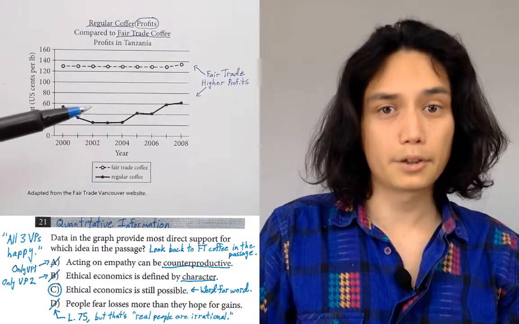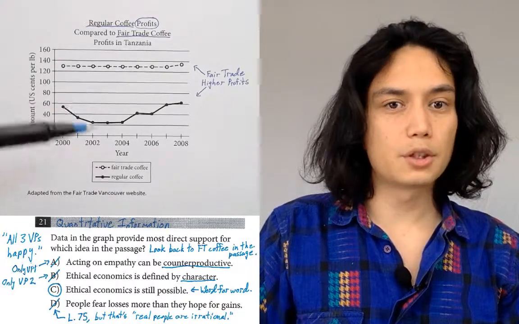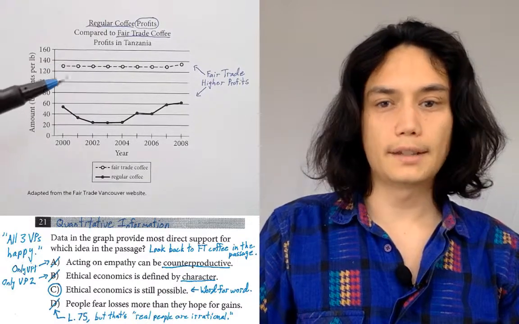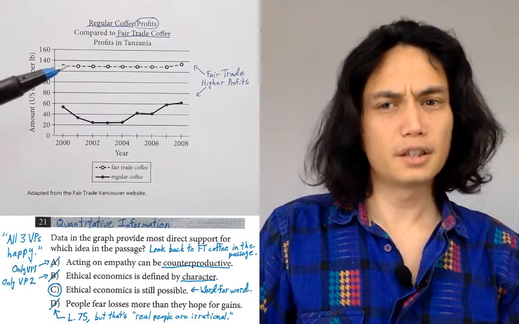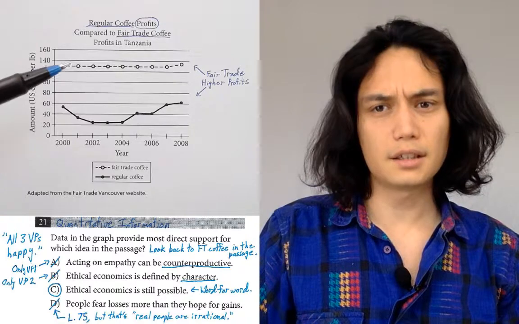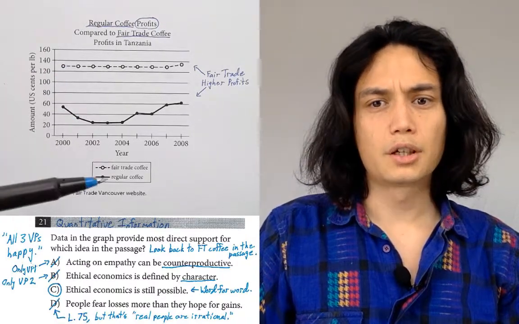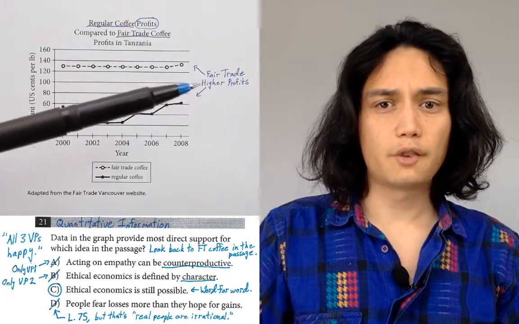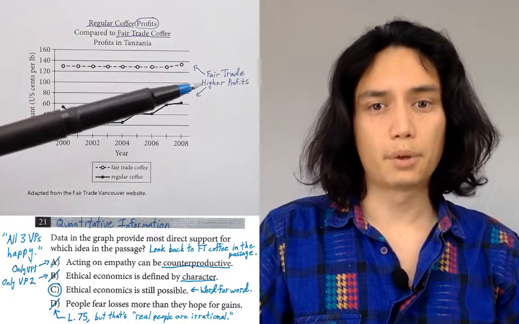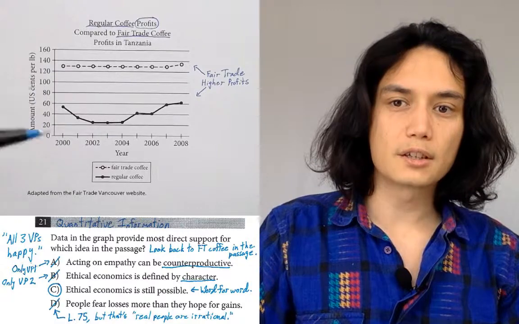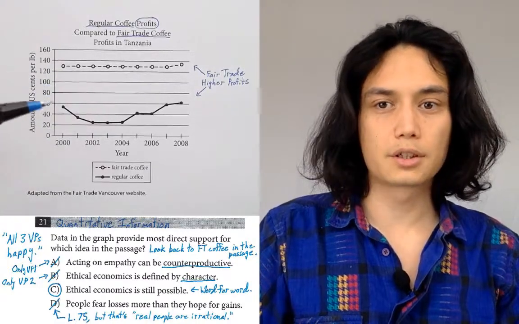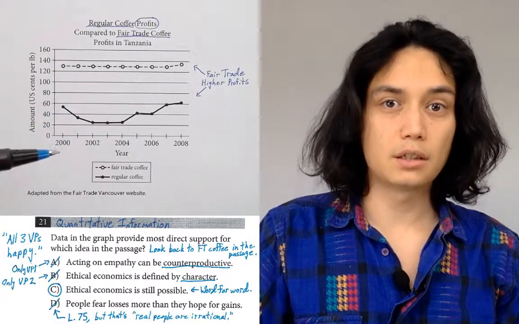Well, let's compare them. Notice anything about these two lines? I do. This line is higher than that line. This line also moves less than that line. This line is pretty consistent, and this line moves up and down. The big thing, though, comparing these two, is that fair trade coffee has higher profits. I think that's a reasonable story to get out of this graph, even before you've seen the questions.